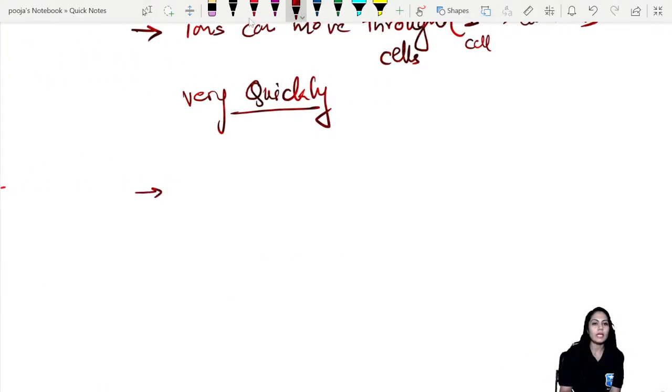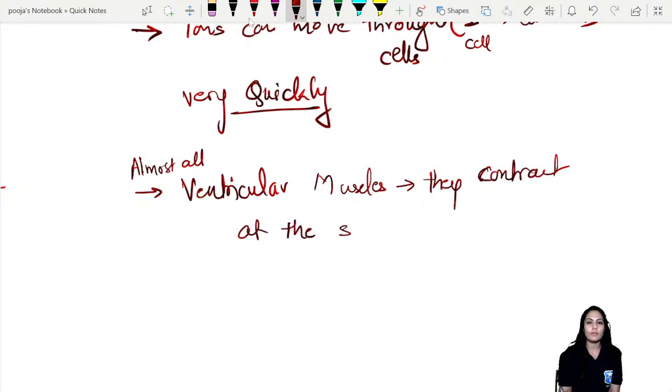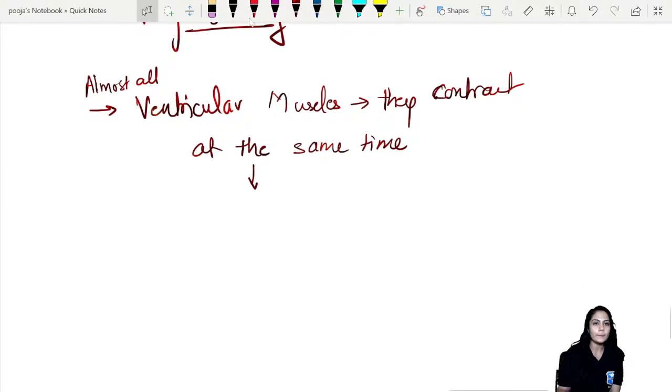So we can write that down. Because of that, almost all ventricular muscles contract at almost the same time, and that's why it leads to a ventricular contraction at the same time.